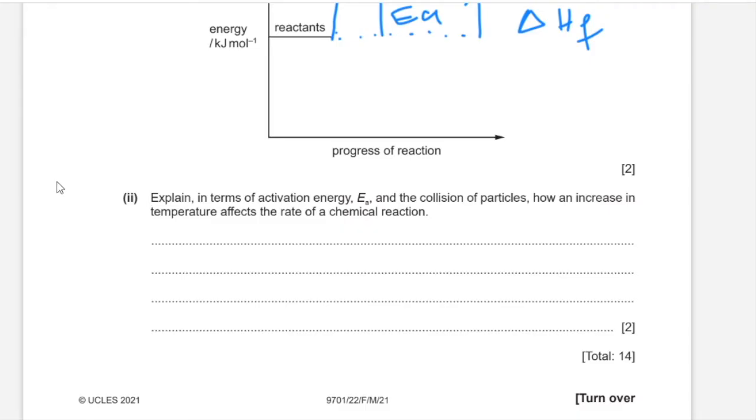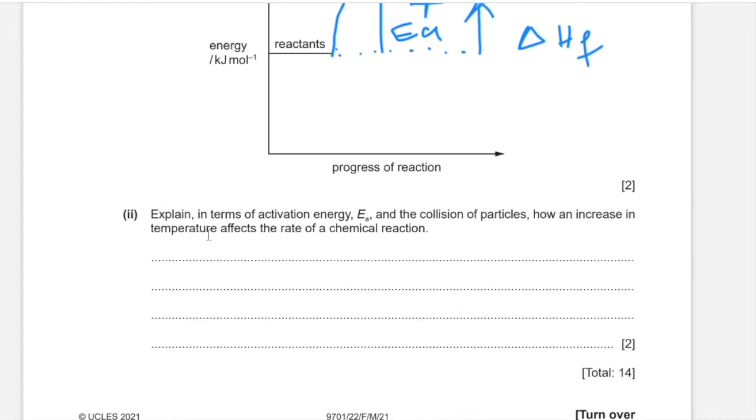To explain in terms of activation energy and collision of particles how an increase in temperature affects the rate of a chemical reaction: increasing the temperature increases the energy of particles in a chemical reaction, and that means most of them are going to have energy greater than the activation energy, which is the least amount of energy for collisions between particles to be successful. Since most of the molecules have energy greater than activation energy, collisions between most of the particles are going to be successful, leading to a greater frequency of successful collisions that leads to reaction.